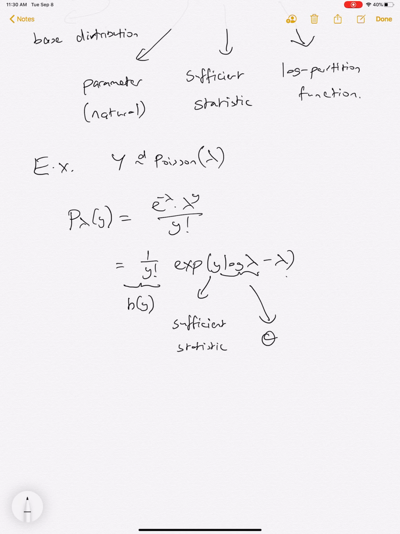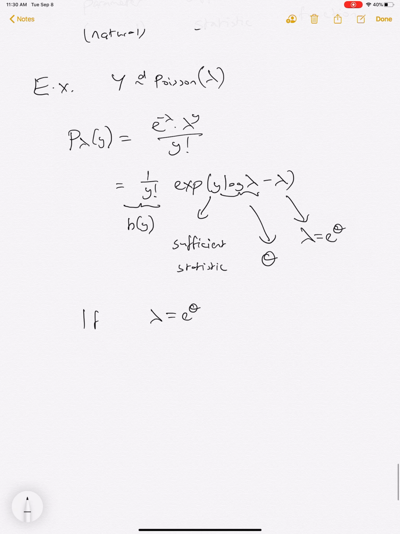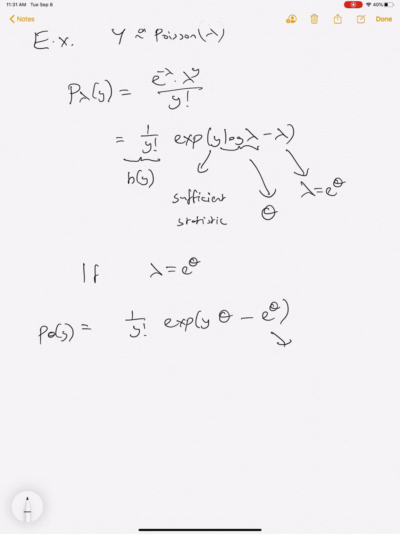And so what that means is that lambda equals e to the theta, because we want to invert that expression. It doesn't really matter how you parameterize the distribution. So if you let lambda equal e to the theta, and this notion of reparameterizing distributions is, again, hopefully going to become clearer over the next few lectures, you can write this out as p theta of y equals 1 over y factorial times exp of y theta minus e to the theta, okay? And so this is going to be your a of theta.